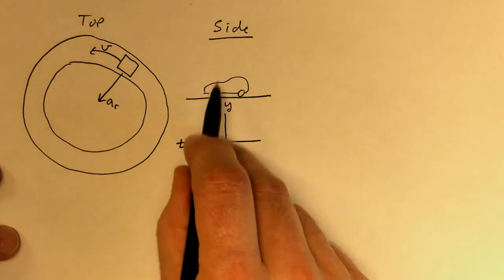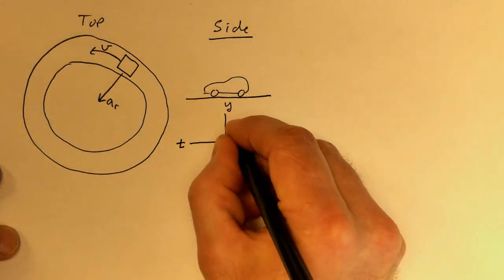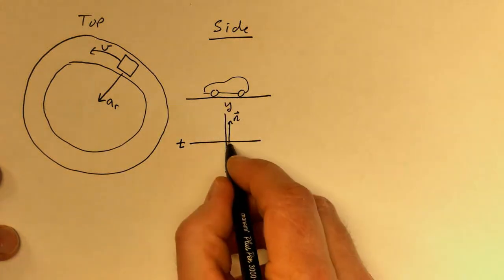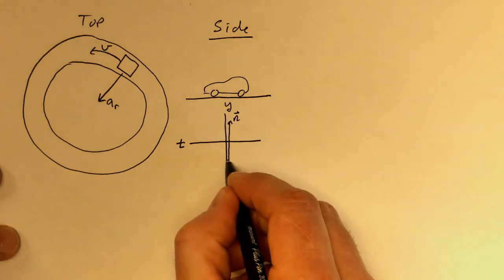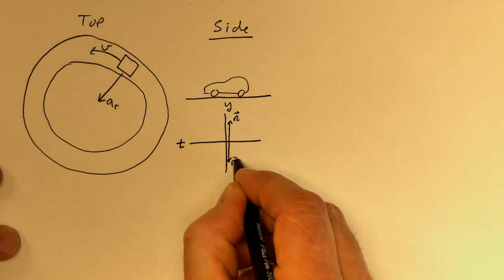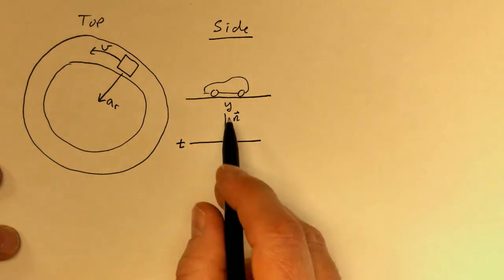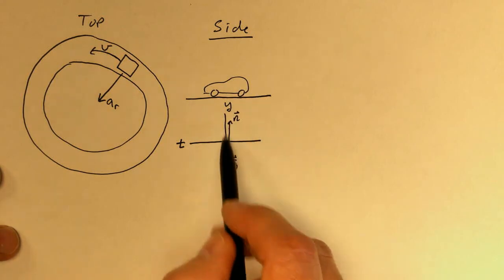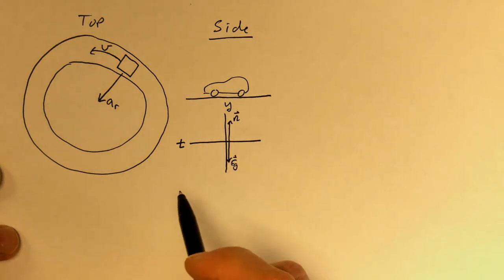Then I can start looking at the forces acting on it. There's a normal force pointing up, and a downward force of gravity. I'm going to show those as the same length, because in a moment we'll see there are no other forces up and down. Since there's no acceleration up and down, these two must be equal and opposite.